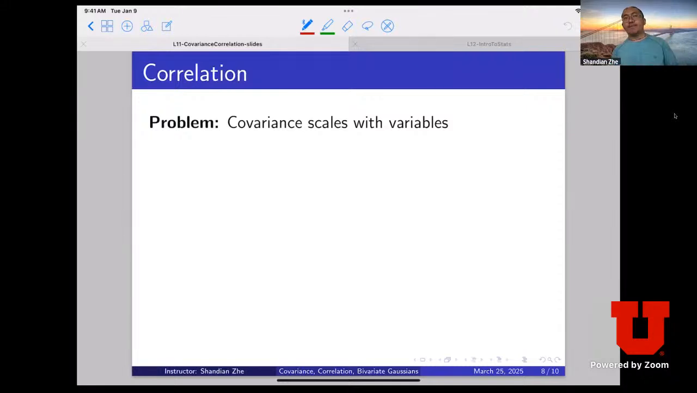In practice, people will not only look at one pair of random variables, right? So suppose you calculate the covariance for x and y, which is 0.8. Then you calculate the covariance between z and w, which is 8.8. Can we conclude that z and w are more correlated than x and y? Can we conclude this?